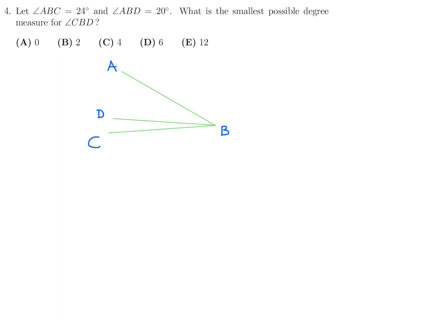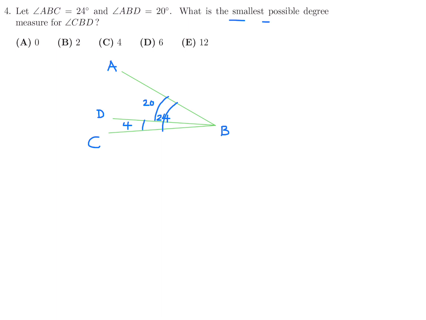So ABC, this whole thing is 24, and ABD, this thing is 20, sorry. So that's 24. And they're saying, what is the smallest possible degree measure for CBD? So CBD is this angle in here. Well, it's obviously 24 minus 20, which is 4.